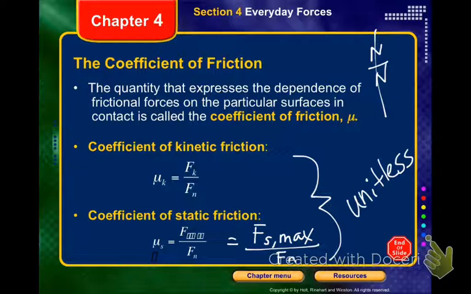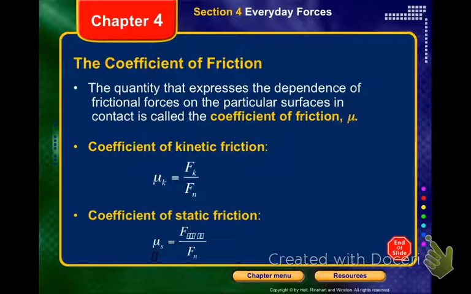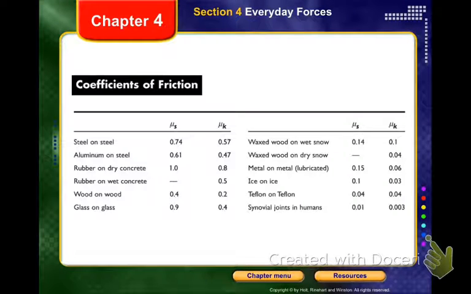This right here is showing you tables that give you several different objects, steel on steel or glass on glass, ice on ice, wood on a wet snow, and so on and so on. But it gives you the coefficient for static friction and the coefficient for kinetic friction. And like we've already pointed out, what do you notice about the two? Static friction is what as compared to kinetic friction? Always higher. It's always higher.